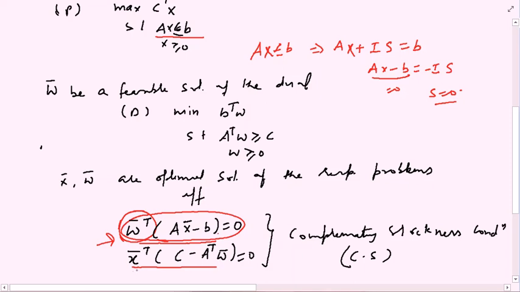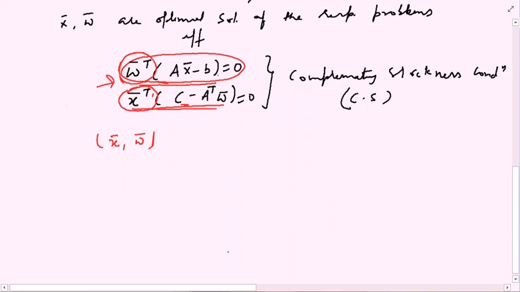Similarly, we look from this condition that if x bar is an optimal solution of the primal problem, it gives us the information about which of the slack or surplus variables in the dual problem are 0, and vice versa. Let us understand it in a more detailed form.